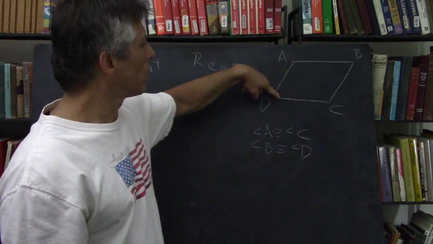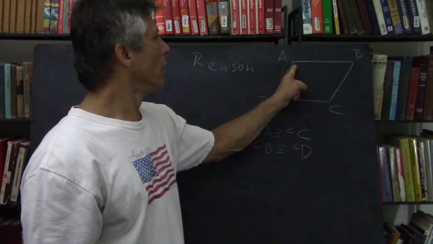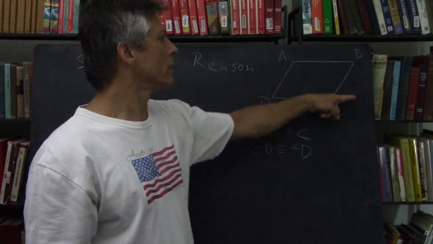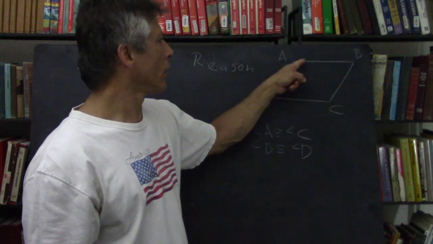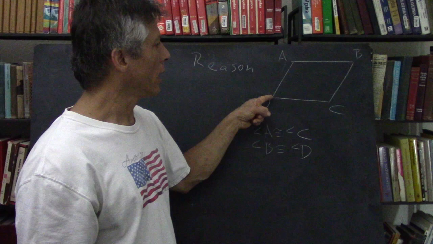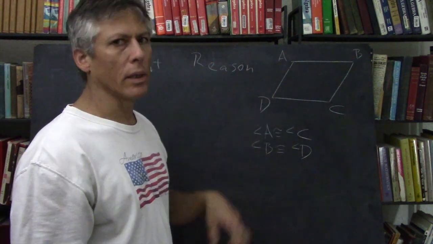They're next to each other. A and D are adjacent. A and B are adjacent because when you go around clockwise, from A we come to B next. Or if we go counterclockwise, from A we come to D. Okay? But A and C are opposite because it's not the next one you come to.